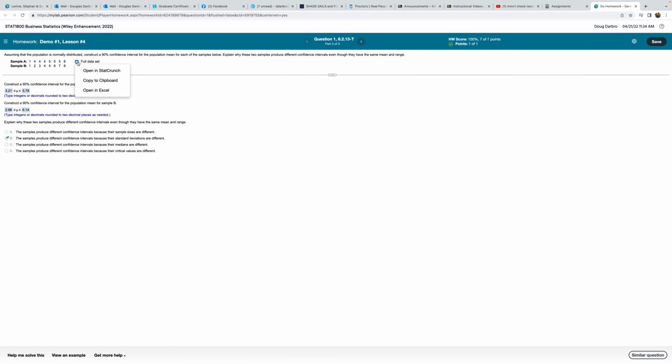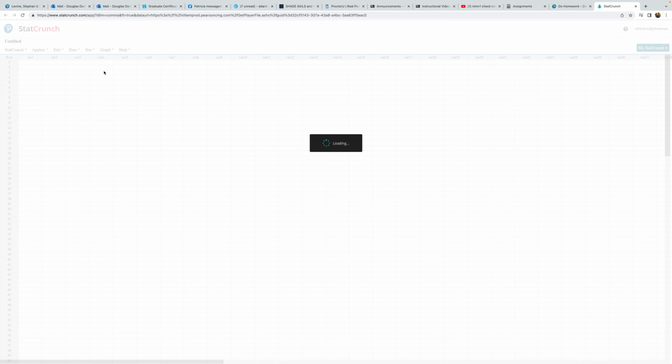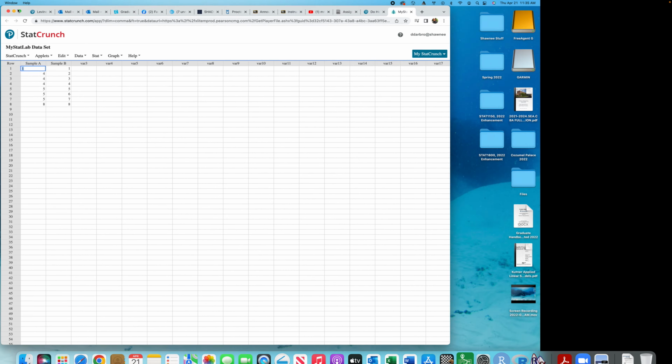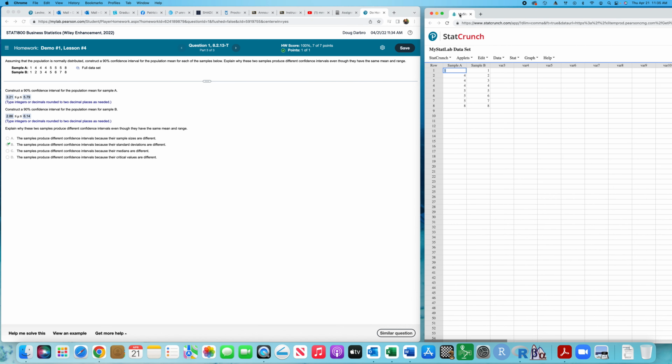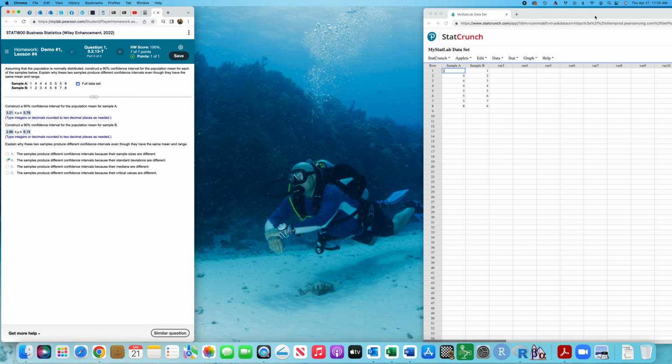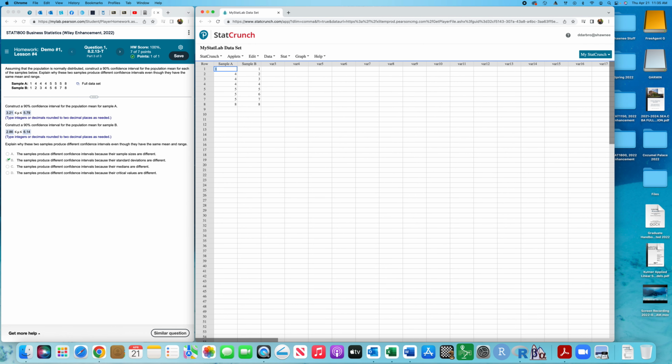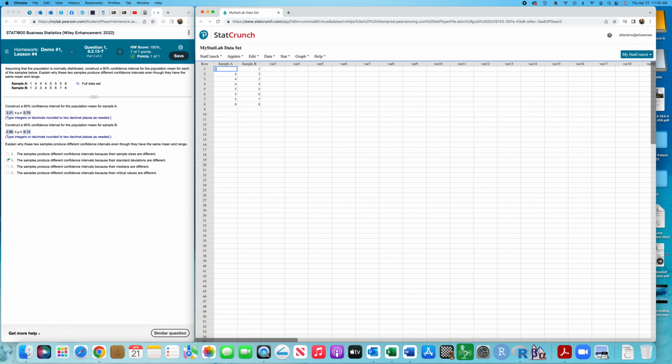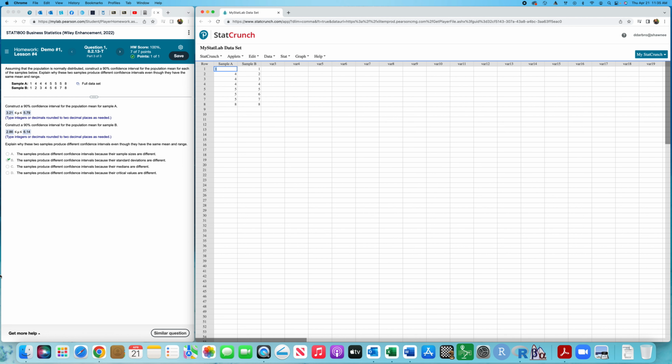So I'm going to open up the full data set in StatCrunch. And actually, for teaching purposes, I am going to go split screen like this. All right. So I can go ahead and see in the problem that I need a 90% confidence interval for sample A and sample B. So to do that, I'm going to go to Stat, T Stats, One Sample, with Data.